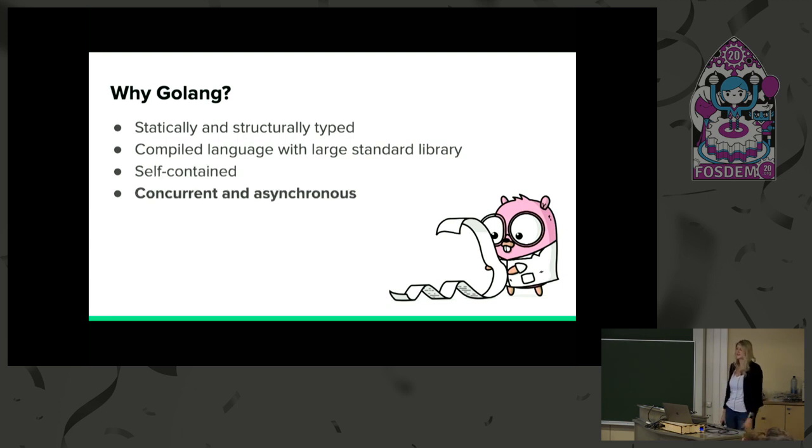And finally, it's concurrent and asynchronous. With Go routines, programs can handle tasks simultaneously. And with channels and wait groups, programs can execute tasks asynchronously. So both of these properties improve performance and responsiveness for your program.